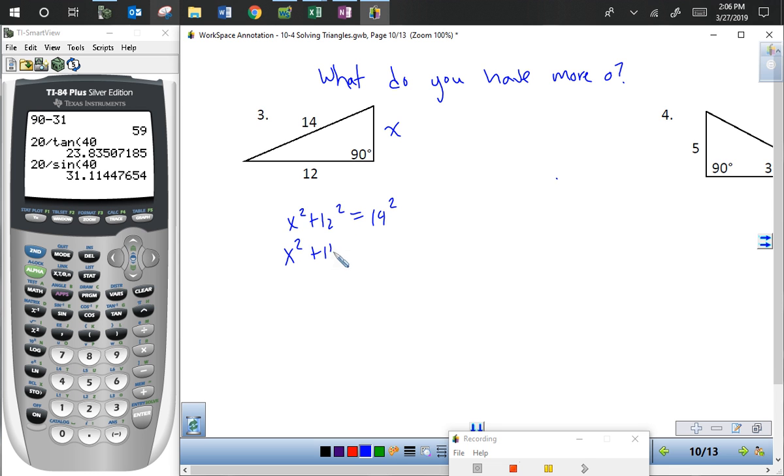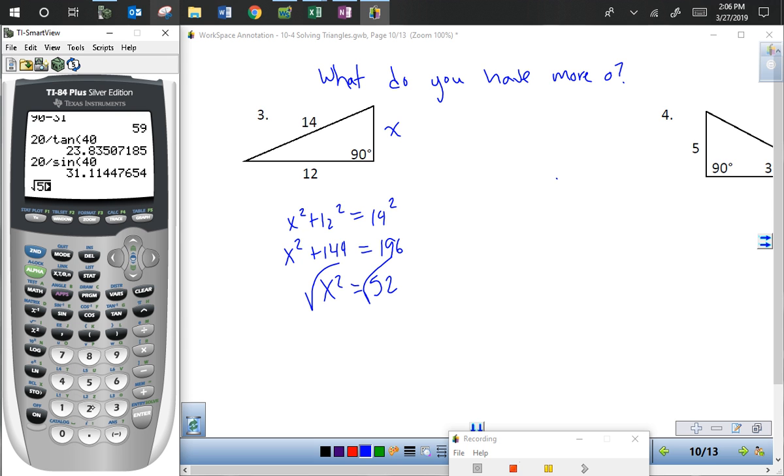We've got x squared plus 144 equals 196. We'll subtract 144 over. 196 minus 144 is 52. And then we're taking the square root of that to get 7.2.